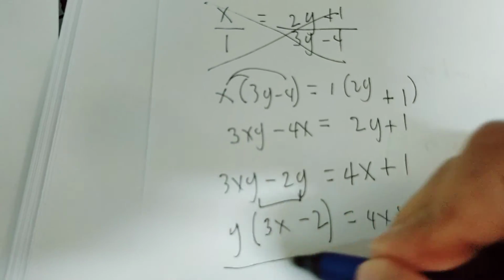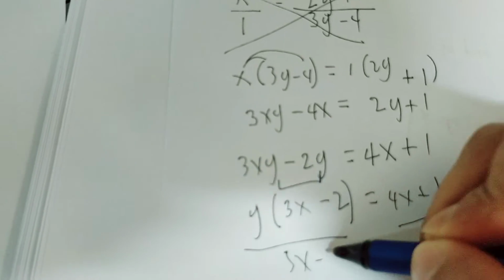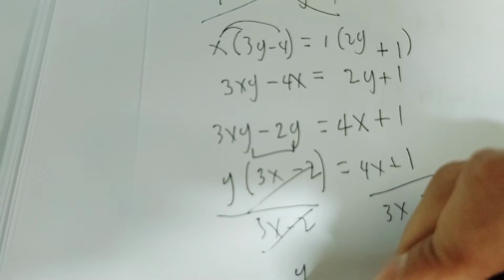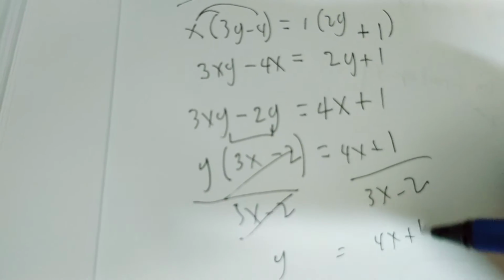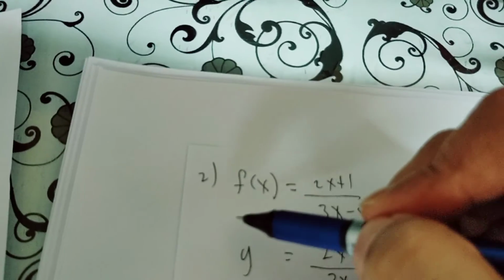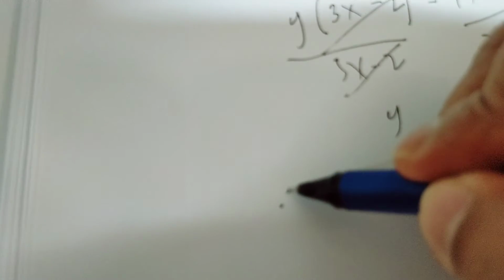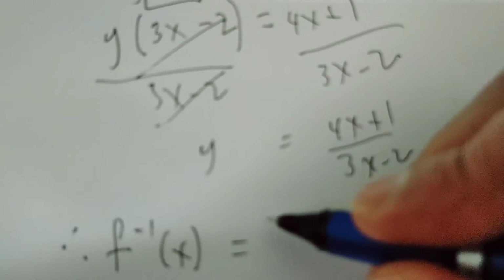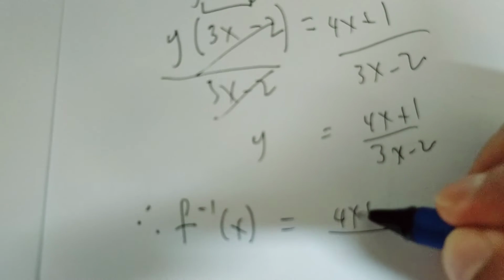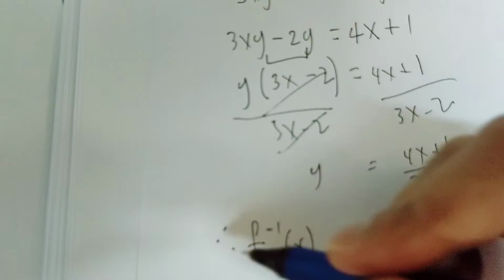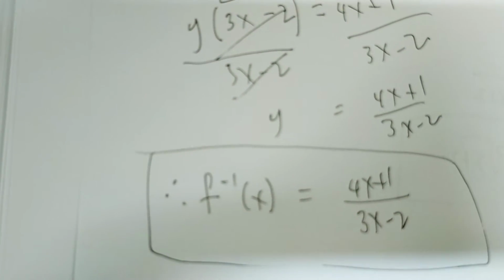Then, alisin natin, kailangan y lang matitira. And then, i-divide natin si 3x minus 2 both sides. 3x minus 2, so, cancel. So, y is equal to 4x plus 1 over 3x minus 2. So, therefore, if we use f of x, the inverse of f of x is equal to, ayan, no? So, copy. That is 4x plus 1 over 3x minus 2. Okay? So, any question? So, this is now the inverse that we are looking for.